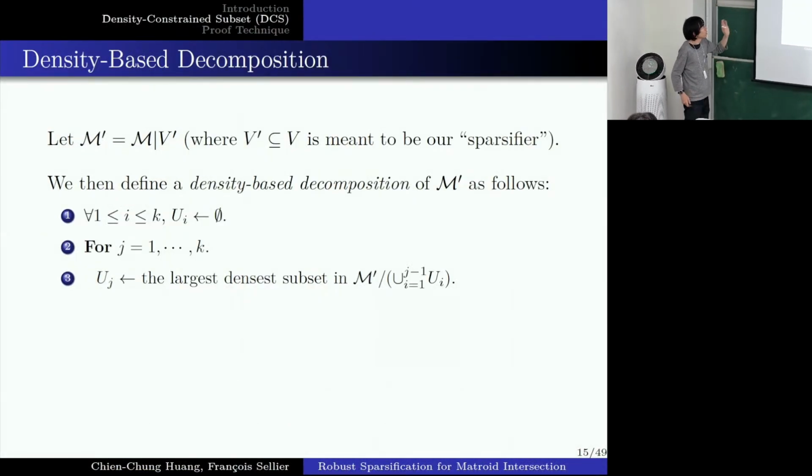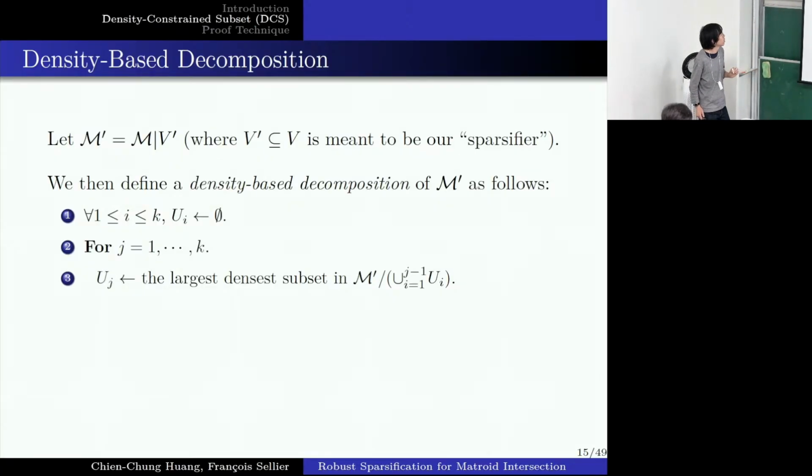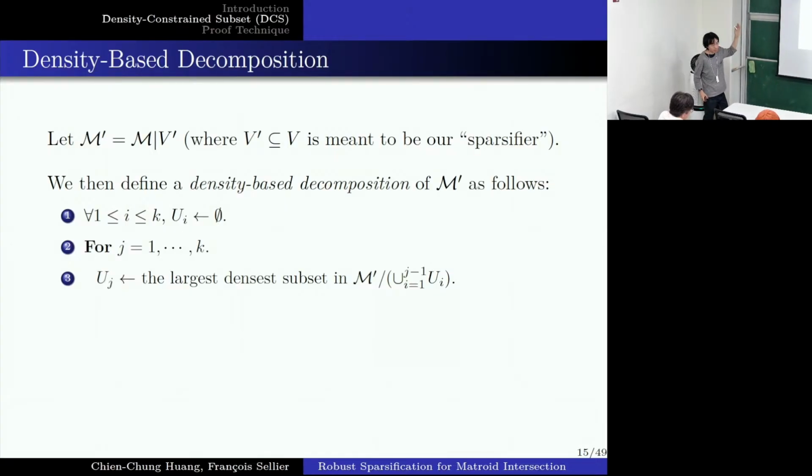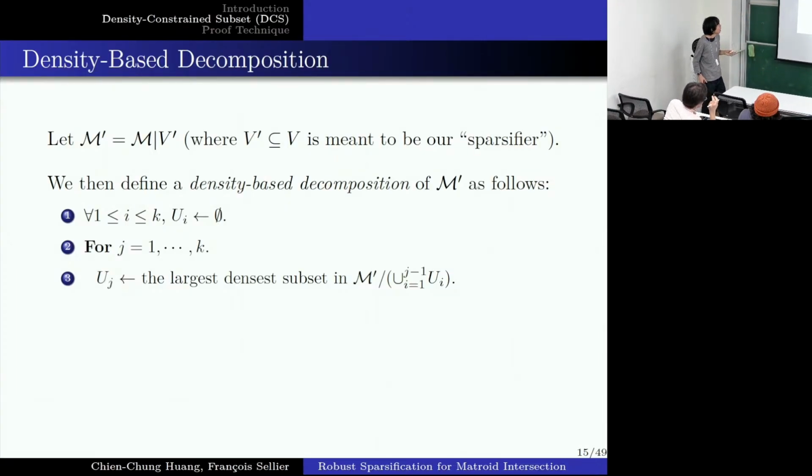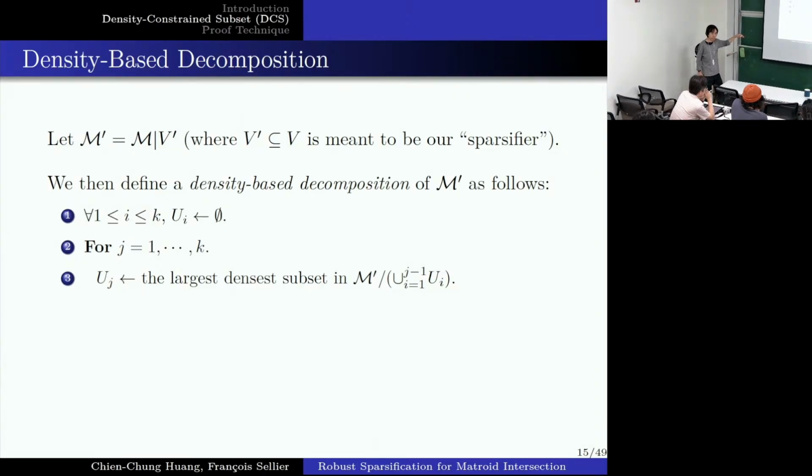Now I'm going to introduce something called density-based decomposition. Imagine V prime is my sparsifier. I'm going to define a new matroid, N prime, based on this sparsifier, and then define a density-based decomposition as follows. Imagine K is the rank of the original matroid. I'm going to apply a greedy algorithm on this V prime set. In the beginning, U1 is the largest, densest subset.